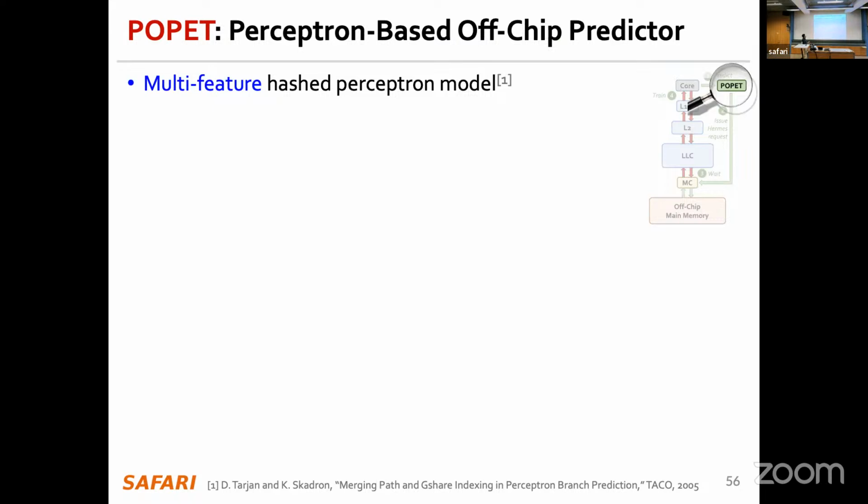Hermes is essentially designed as a multi-feature hash perceptron model. This paper essentially introduces this model. As you can see, it's coming from 2005, but we are going to use this model in a different use case, which is off-chip prediction. So what does this model do?